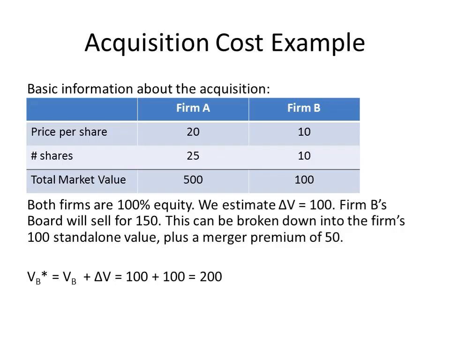We estimate delta V, or the incremental value of the merger, to be 100. Firm B's board has agreed to sell for 150. This can be broken down into the firm's 100 standalone value plus a merger premium of 50. So what is VB star? Well, it's just VB, the standalone value, plus delta V. That's 100 plus 100, or 200.